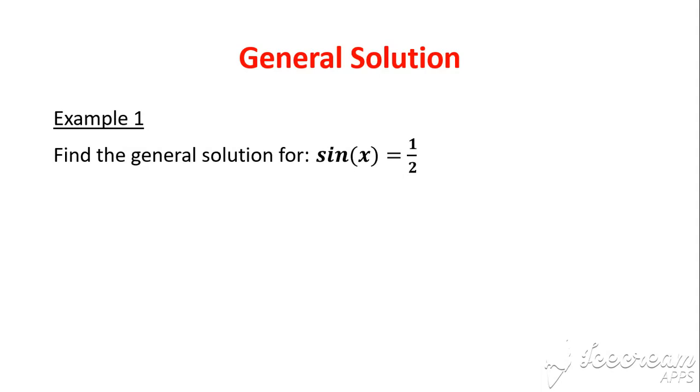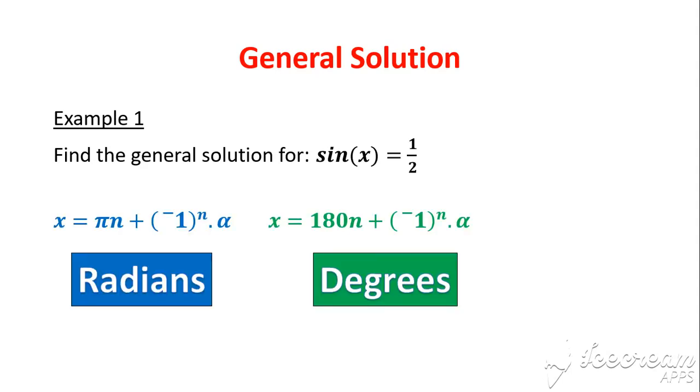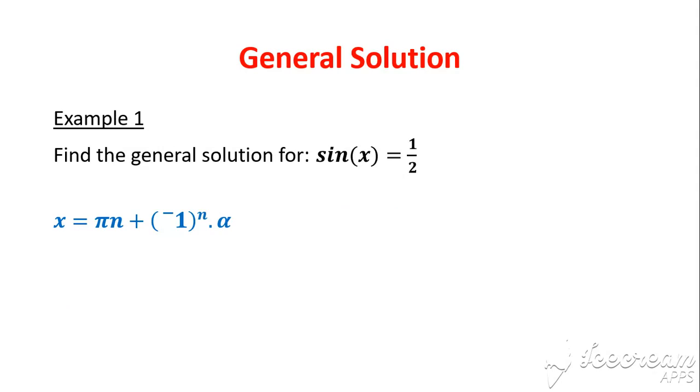Find the general solution for sine x is equal to 1/2 or 0.5. Well, here's the 2 general solutions for the sine function. One is set up in radians and one in degrees. We're going to work on the radians formula today, show you how it works. So x is equal to pi n plus -1 to the power of n times alpha.